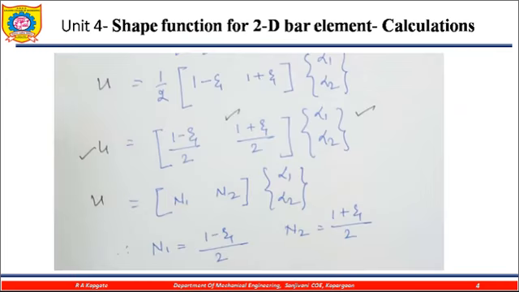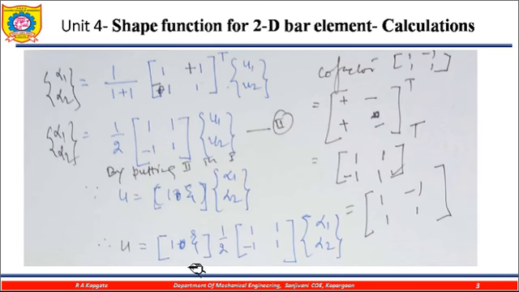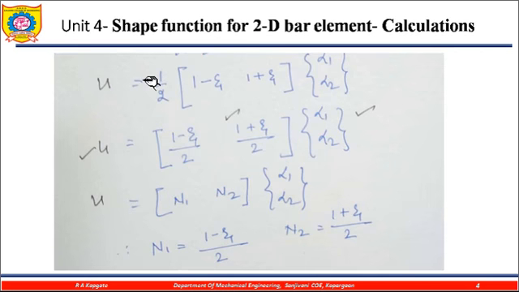Now let us move to the 2D bar elements. Again u is equal to, here we get 1 xi, 1 half, this term. Again multiplying this one to this one, we get the term 1 by 2, [1 minus xi, 1 plus xi], alpha 1 alpha 2, that is equal to 1 minus xi upon 2, 1 plus xi upon 2 into this one.